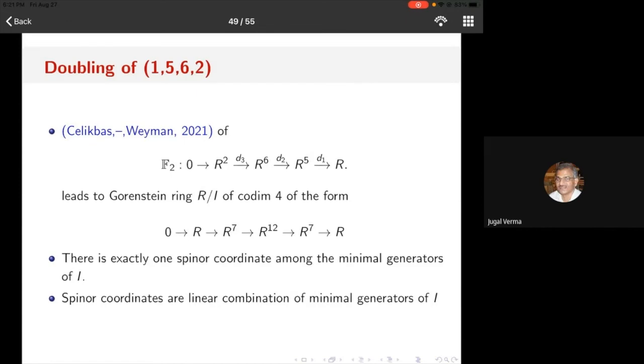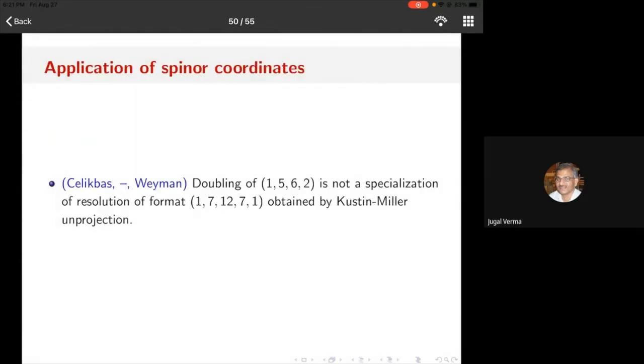So this family 1, 5, 6, 2 also has one more nice property, that the Tor algebra multiplication is trivial in this case. This is different from the almost complete intersection, and the behavior here for the Spinor coordinates is also different. So this doubling of 1, 5, 6, 2 is not a specialization of the resolution of the format 1, 7, 12, 7, 1 given by Kustin-Miller.